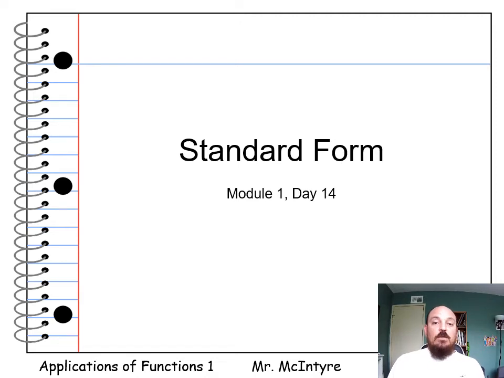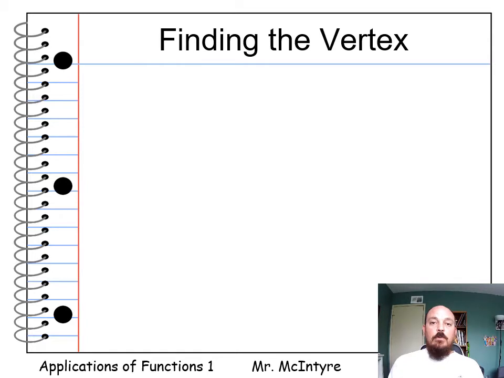Today we're going to go back and talk about standard form again. Since the first time we talked about standard form, we talked about factored form, which had some nice shortcuts with x-intercepts, and vertex form, which is great because it tells you what the vertex is. Standard form didn't have a lot of shortcuts. So what we're going to do is talk about how we can turn standard form into one of the other two. The way we're going to do that today is basically by finding the vertex.